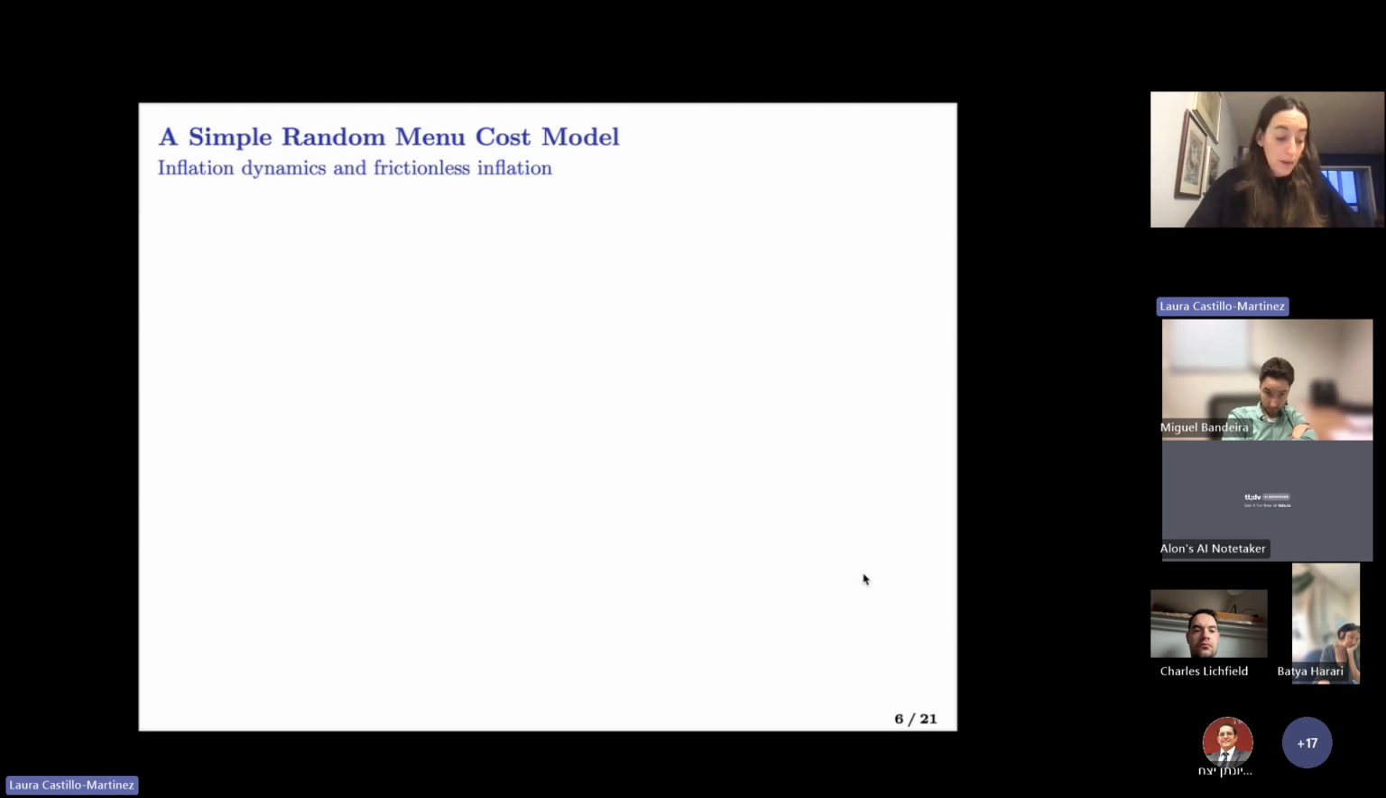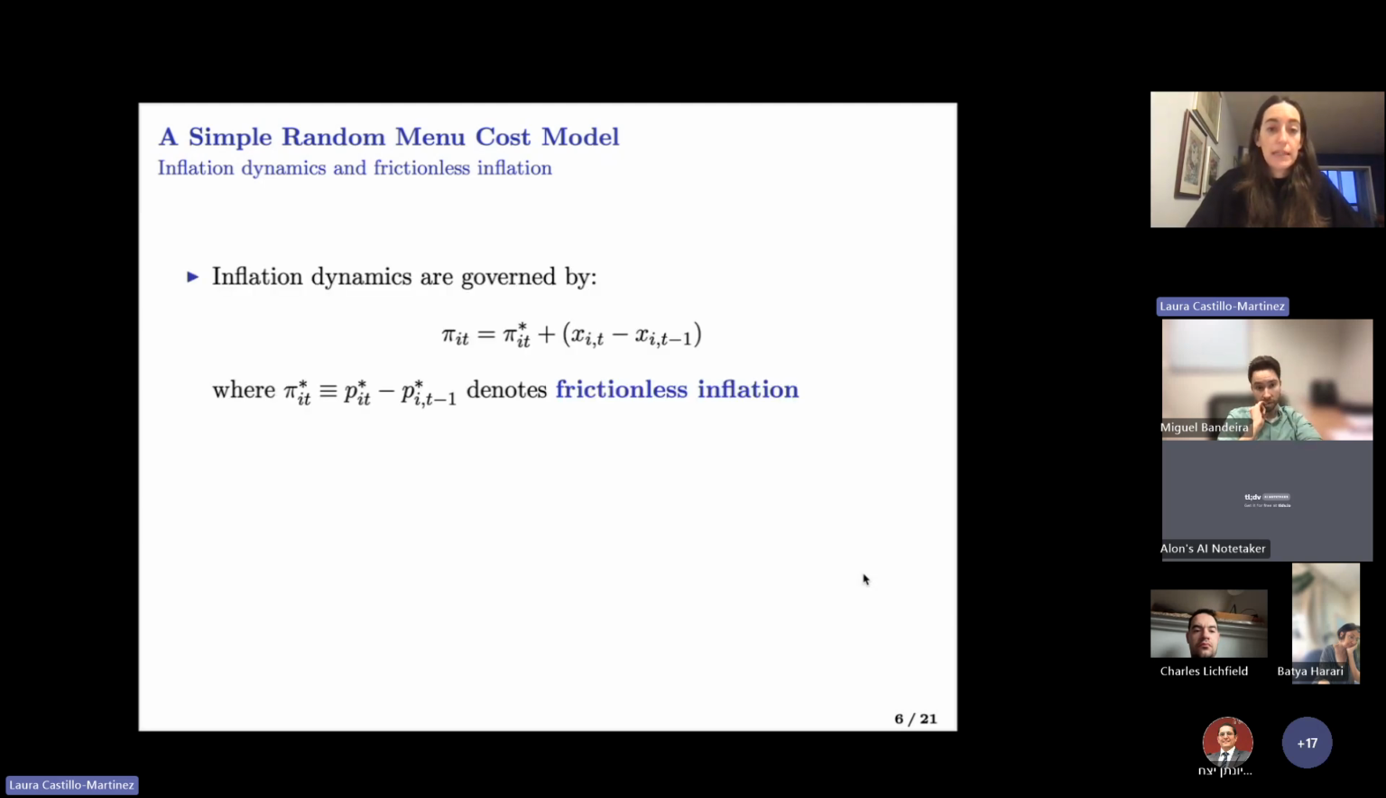Having solved the model, the next thing we want to do is rewrite the definition of inflation that we have in the model and decompose it into two components. We have inflation dynamics now that are going to be governed by two different objects. The first one is our measure of frictionless inflation, and let me define it once again in the context of the model. It's just a change in the frictionless price. That's the price that the firm would like to set in the event that they didn't have to face the menu costs associated with adjustment. And then the other part is going to be the change in the price gap. That's this second component over here.